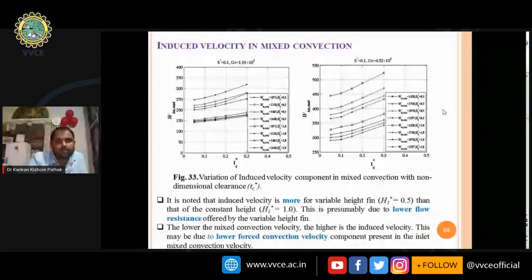So induced velocity in convection, you can see that this induced velocity, whatever the natural convection component present in the mixed convection, so we can plot, and it increases with the clearance, and whenever the clearance is more, the resistance will be lower, that is why the induced velocity will be increasing in both cases. We are taking constant two Grashof numbers, corresponding to the height 0.03 meter and 0.04 meter.